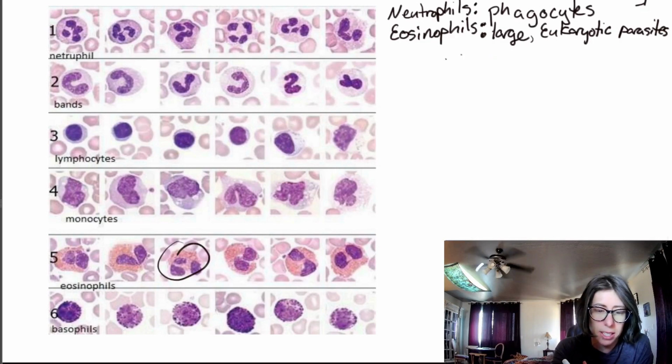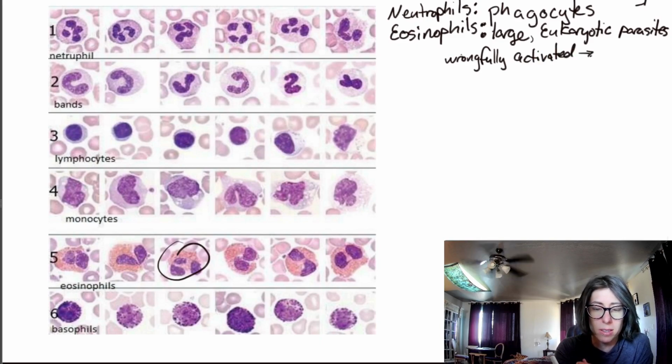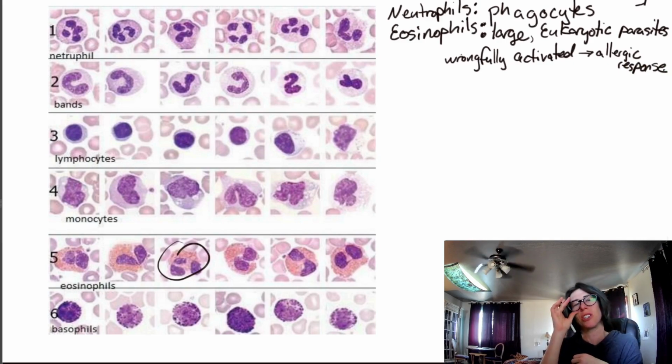Wrongfully activated. So when wrongfully activated, they can create an allergic response. There's no good reason for allergies. It's just your immune system messing up, basically.